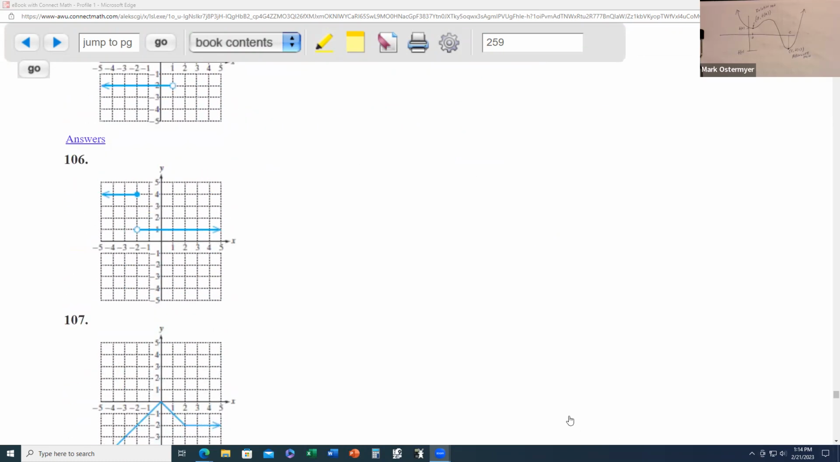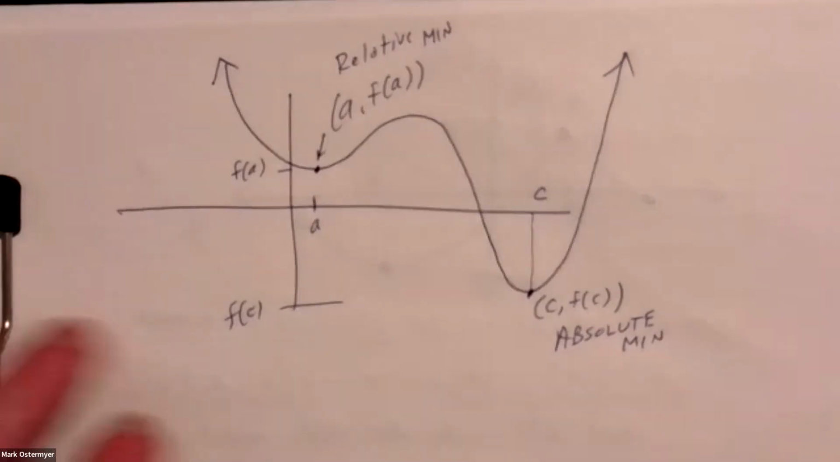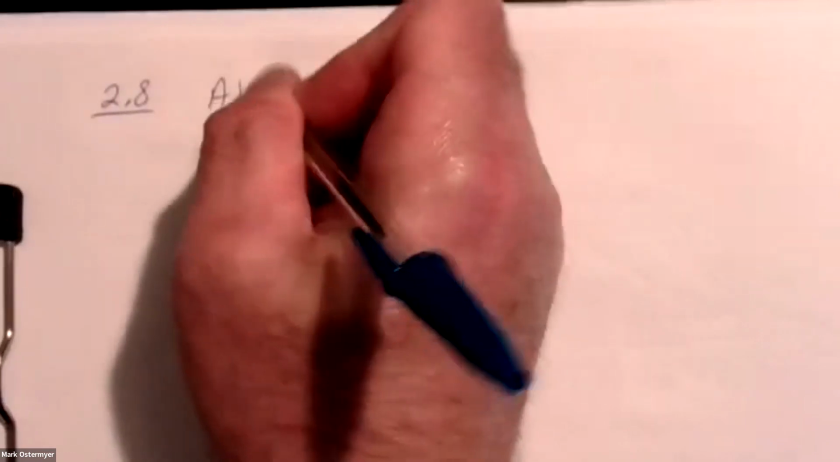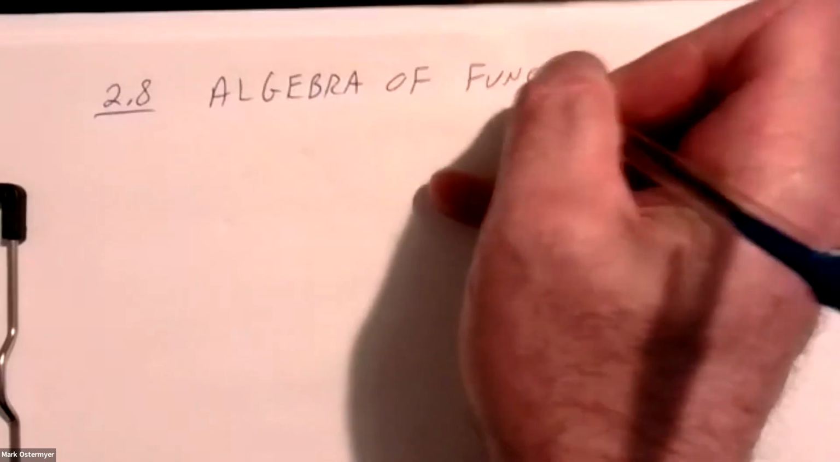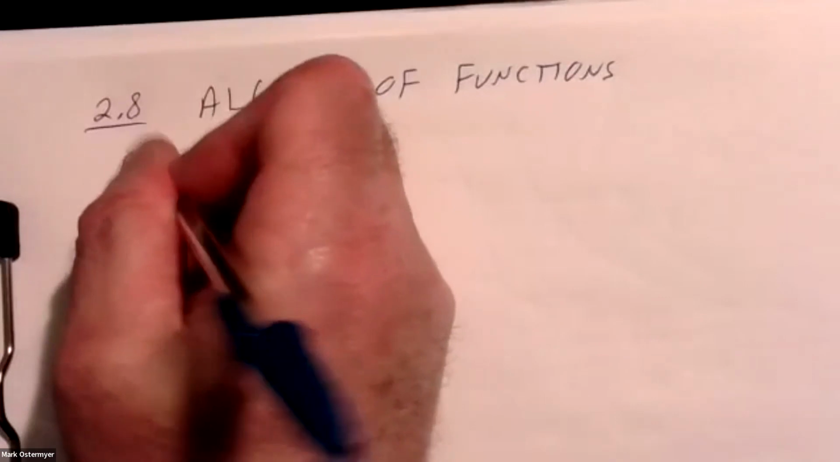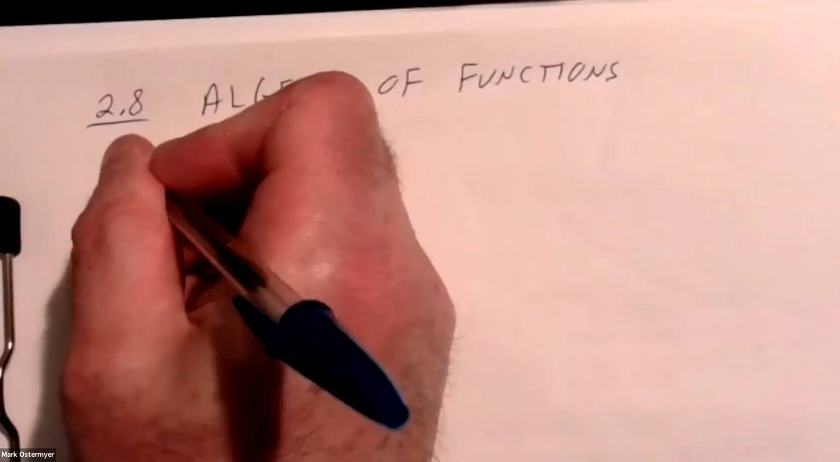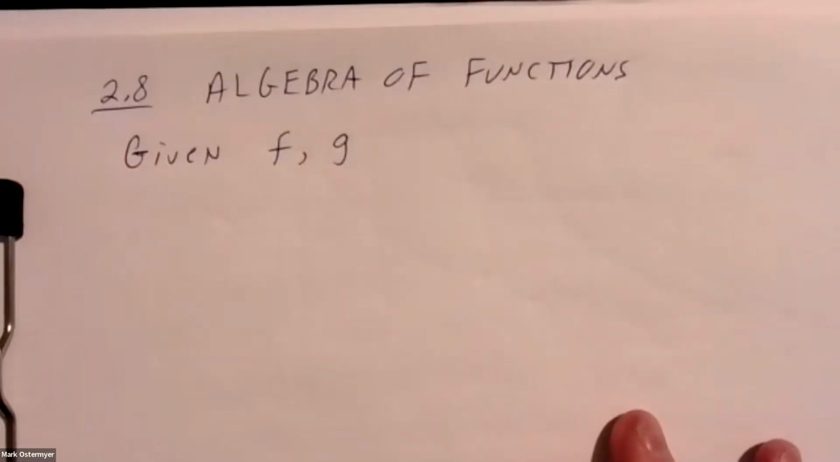Okay, so let's move on to the next section. The last section this afternoon is section 2.8. And 2.8 is entitled The Algebra of Functions. All right, suppose we're given two functions. Some function f and some function g.